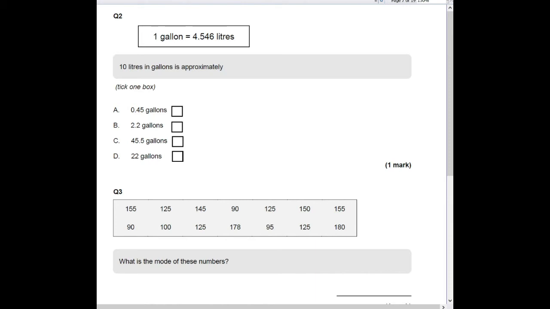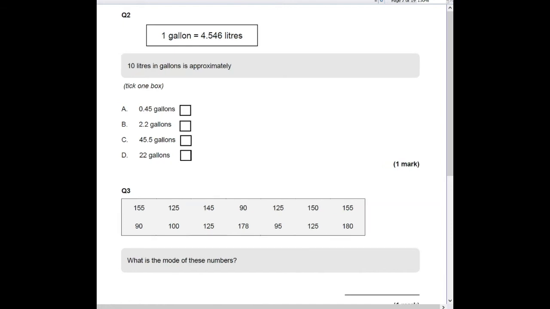Question 2. It tells us that 1 gallon is equal to 4.546 litres. And they want to know what 10 litres is in gallons approximately. And we've got some options A, B, C and D. So when we're given a conversion, it is the strap line for our ratio. So we have gallons to litres, 1 gallon is 4.546 litres.